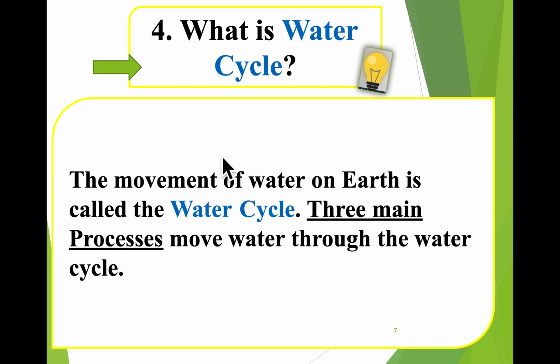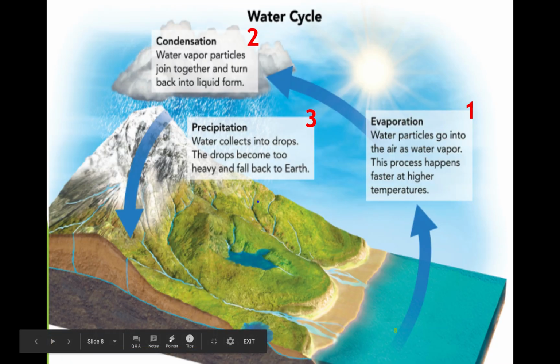Number 4, what is the water cycle? The movement of water on Earth is called the water cycle. 3 main processes move water through the water cycle, and we're going to take a look at them right now.